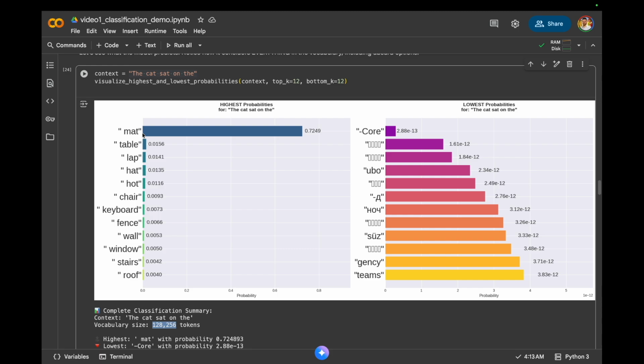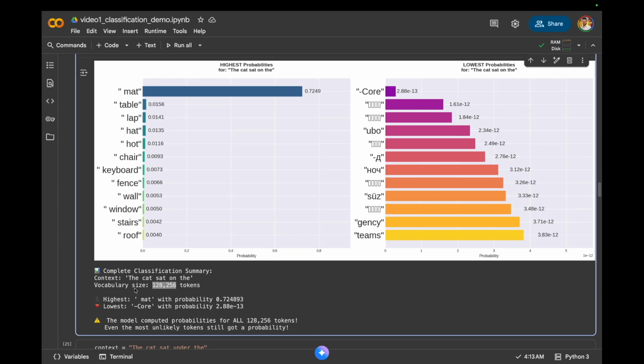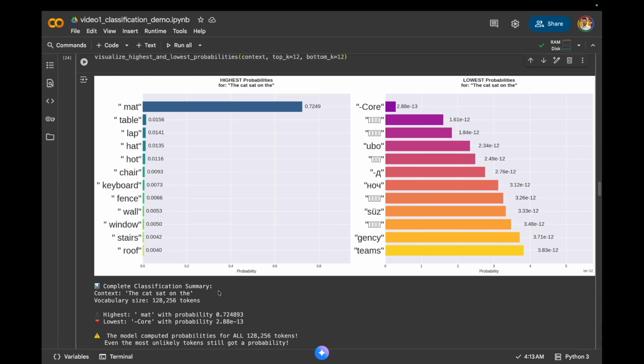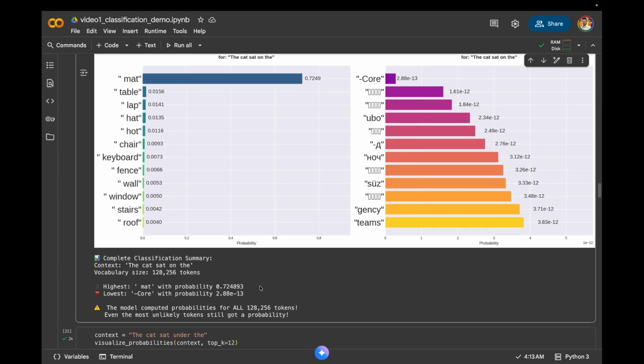And all of these tokens are given probabilities, even if they are very strange tokens or tokens that would never be predicted in this context. Probabilities would still be computed for these tokens. So if you look down here, you'll see that the vocabulary size for this model is 128,000 tokens, which means these are the tokens that it has seen during training. And this is the number of classes that we have in this classification problem.